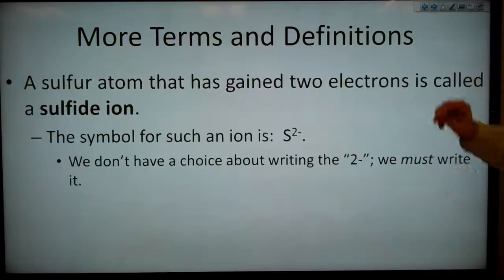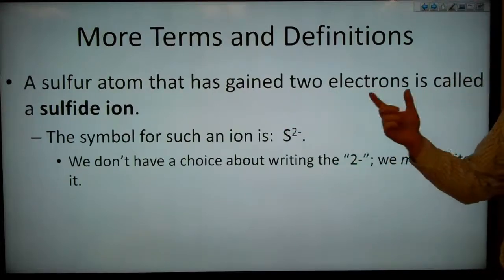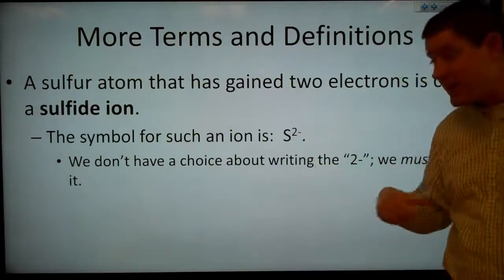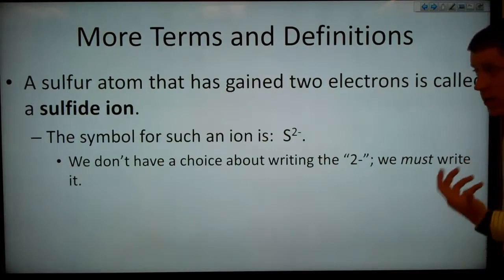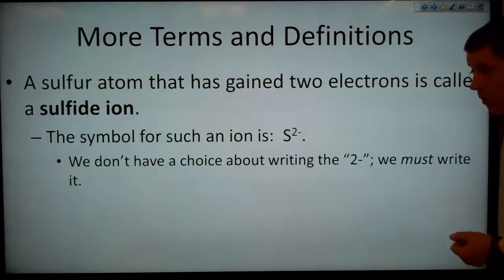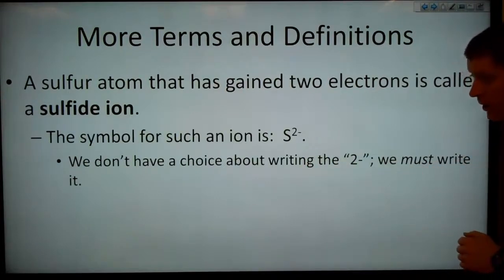It's not necessary. A sulfur atom that has gained 2 electrons, on the other hand, is called a sulfide ion, and the symbol for that ion is S2-, because now the charge is 2-. We've added 2 electrons. Each electron is adding a charge of 1-, and remember that with an ion, we don't have a choice about writing the charge. We have to write the charge. Otherwise, the reader has to assume that we're talking about the neutral atom. And so, with our ion here, S2-, we've got to write that 2-.